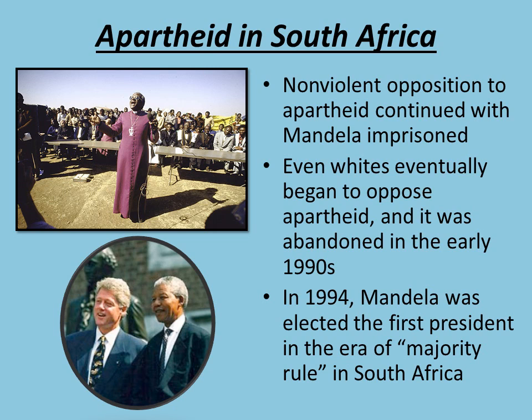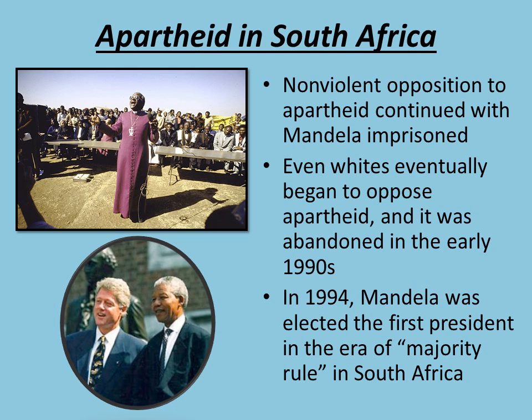Even with Mandela in prison throughout the 60s and 70s and 80s, opposition to apartheid continued mostly in a non-violent fashion, most notably led by Archbishop Desmond Tutu, whose picture you see there. He won the Nobel Peace Prize in the 1980s for his efforts to end apartheid.